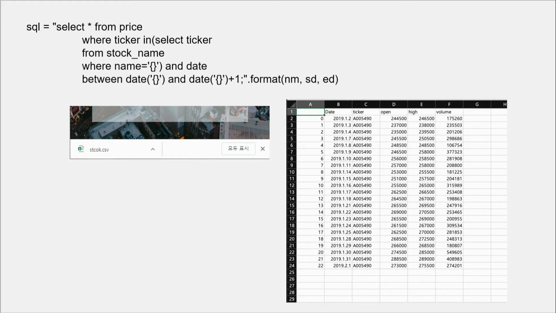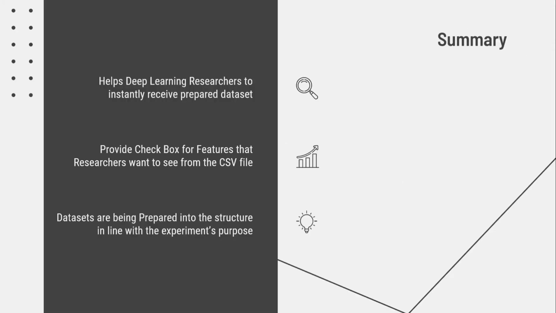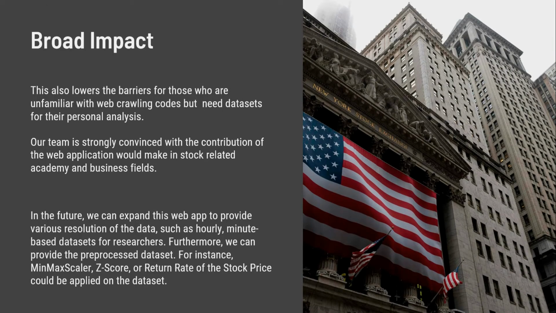Now, I want to talk about the summary and the broad impact. Our web application helps deep learning researchers to instantly receive prepared datasets. It provides checkbox for features that researchers want to see from the CSV file. And the datasets are being prepared into the structure in line with the experiment's purpose. For our broad impact, it lowers the barriers for those who are unfamiliar with web crawling codes but need datasets for analysis. Our team is strongly convinced of the contribution the web application would make in stock-related academia and the business fields.